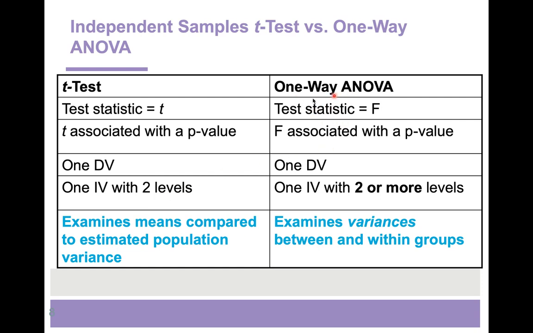versus a one-way ANOVA, where we have a test statistic, which we call an F, where we have, I'm sorry, that should say more than 2 levels of the independent variable. So 3 or more levels of the independent variable. So 0 milligrams, 10 milligrams, 20 milligrams, 30 milligrams, 40 milligrams. 3 or more levels of the independent variable.